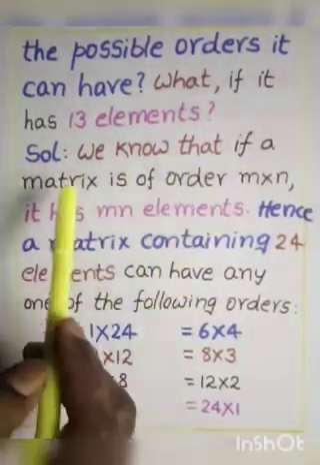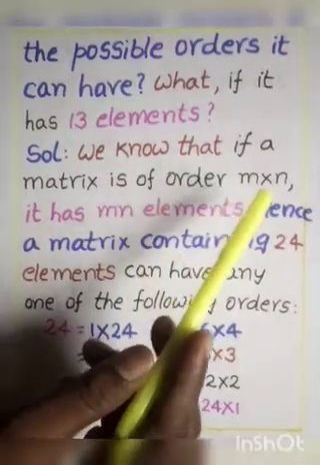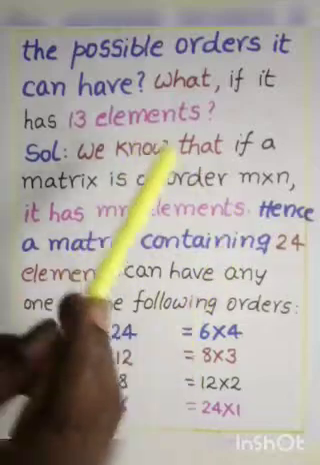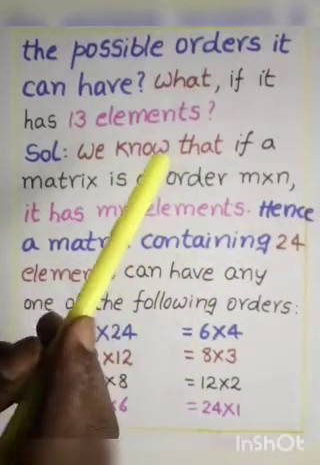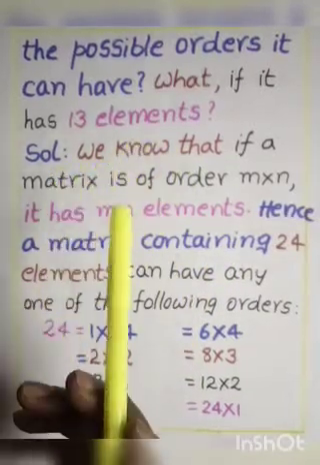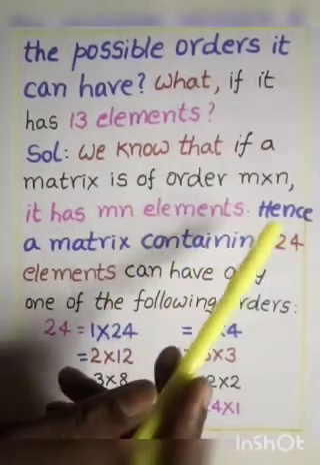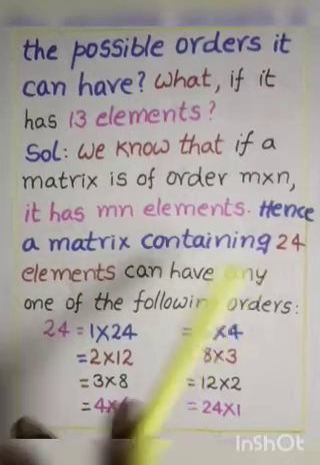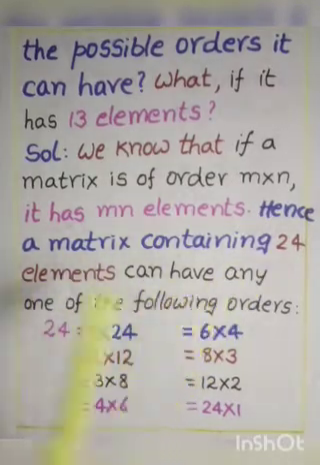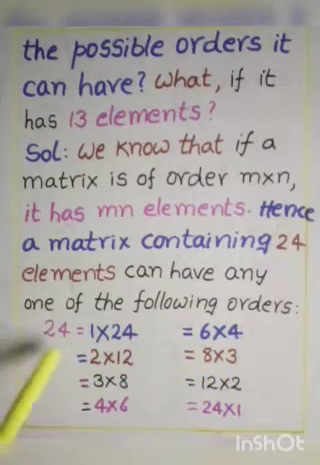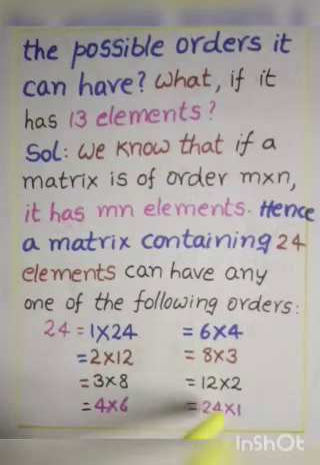We know that if a matrix is of order m by n, it has mn elements. Previously, for the first question, with the help of the order of a matrix, we found the number of elements in a matrix. Hence, a matrix containing 24 elements can have any one of the following orders. See here, this is the number of elements in a matrix. So, these are the possible ways of having a matrix order.